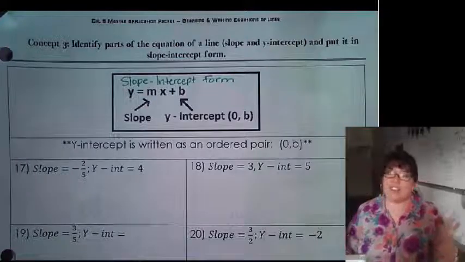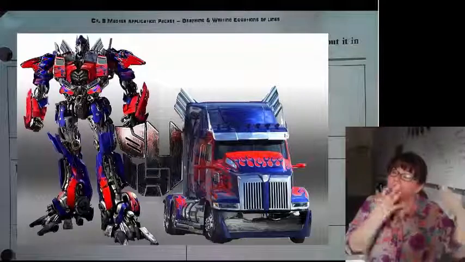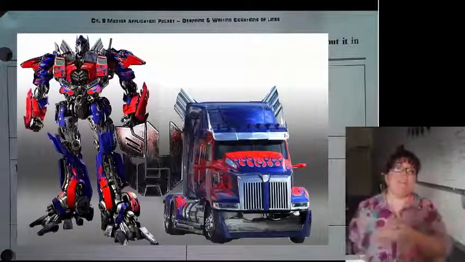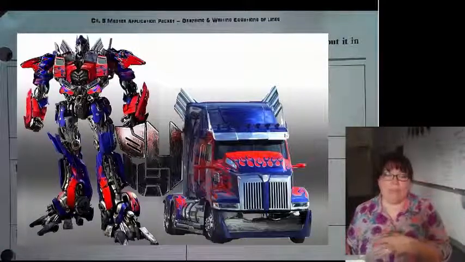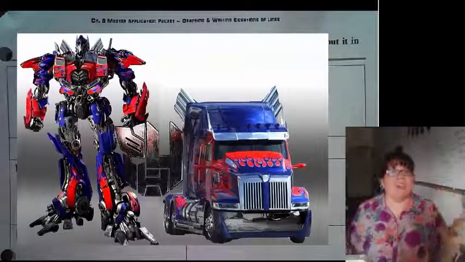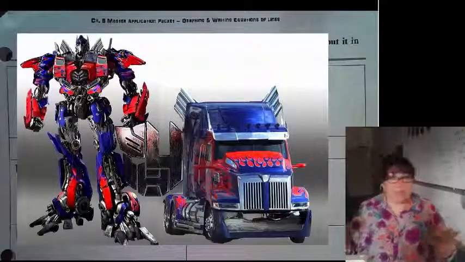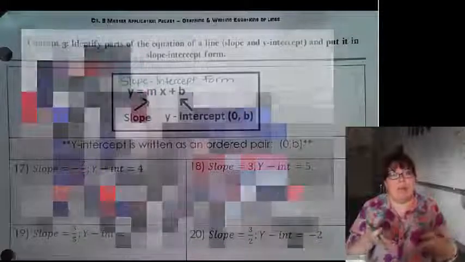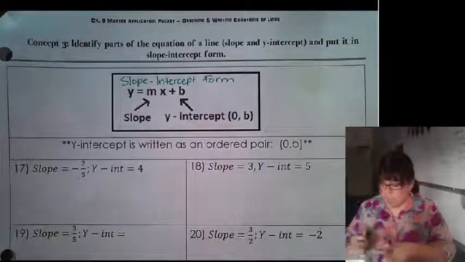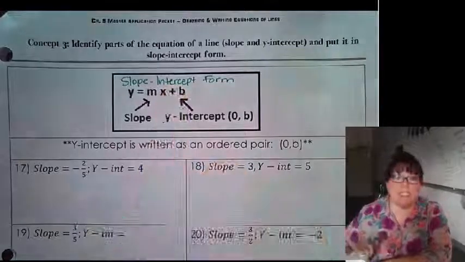You can think of it like transformers. Transformers have their robot form where they look like a robot, and then they have their vehicle form where they look like a vehicle. I know because my 5-year-old son is obsessed with them, so think of linear equations kind of like transformers. They can be in a couple of different forms, but it's still the same line, still the same thing. So in the slope-intercept form, we get two very important pieces of information.